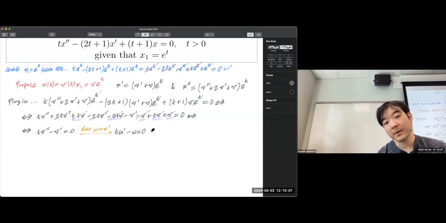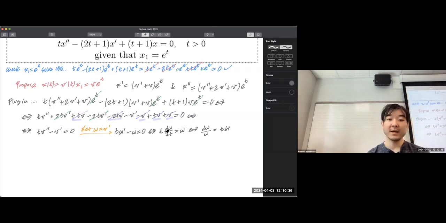And then you could separate this. So I'll just do t w prime, and I'm going to write that as dw dt. So w prime is dw over dt. Move this to the other side, so it's equal to w. I'm going to divide both sides by t, and then multiply by dt, and then divide by w. So it should just be this after you separate them. Divide, multiply, divide. Then you just take the integral of both sides.